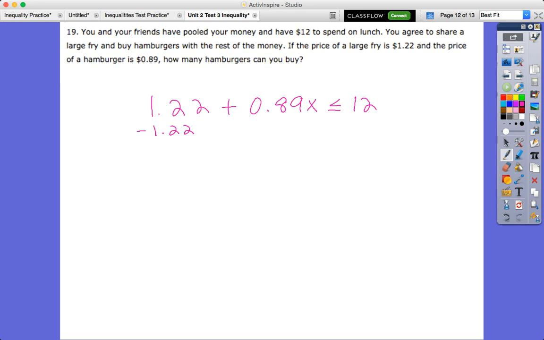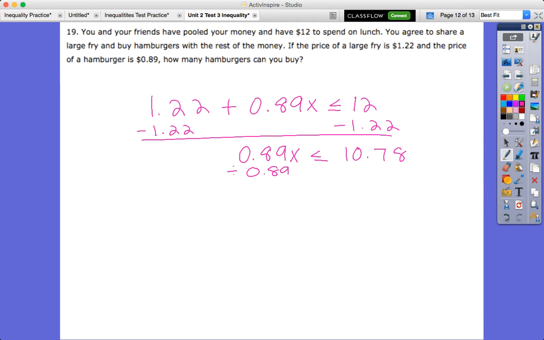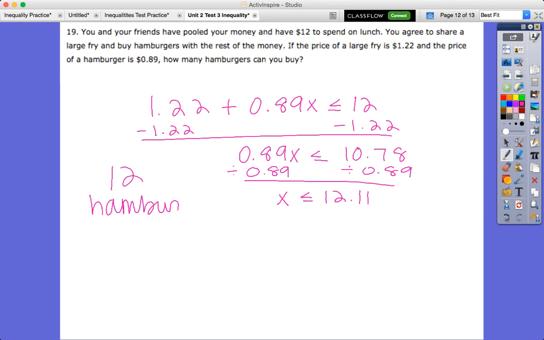Now we're going to subtract $1.22 from both sides. We're going to get 0.89x is less than or equal to 10.78. Now you're going to divide both sides by 0.89. And you get x is less than or equal to 12.11. So in reality, we can only buy 12 hamburgers. Because you can't buy 11/10 of a hamburger.